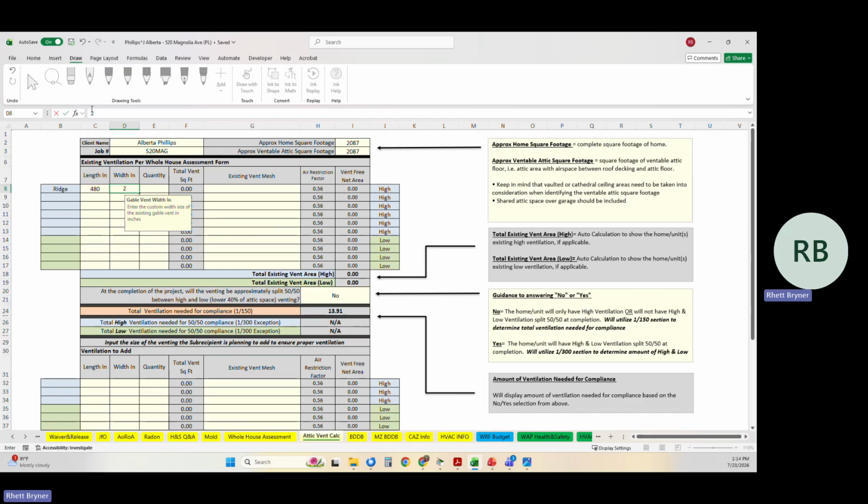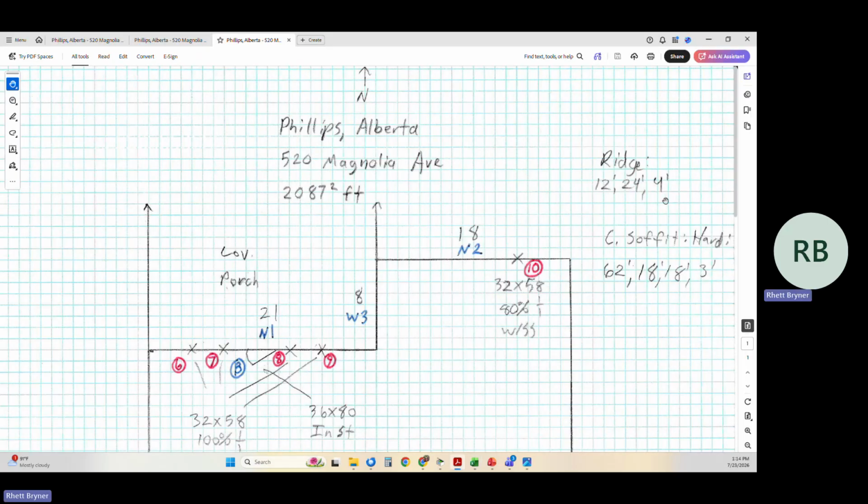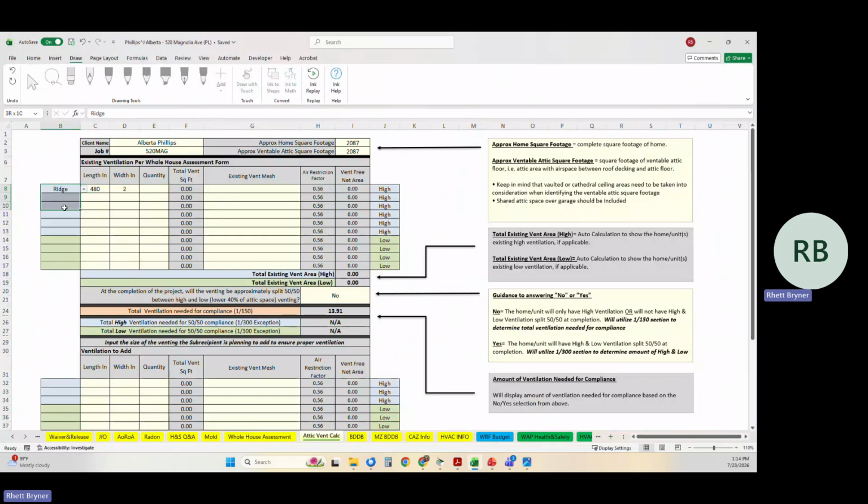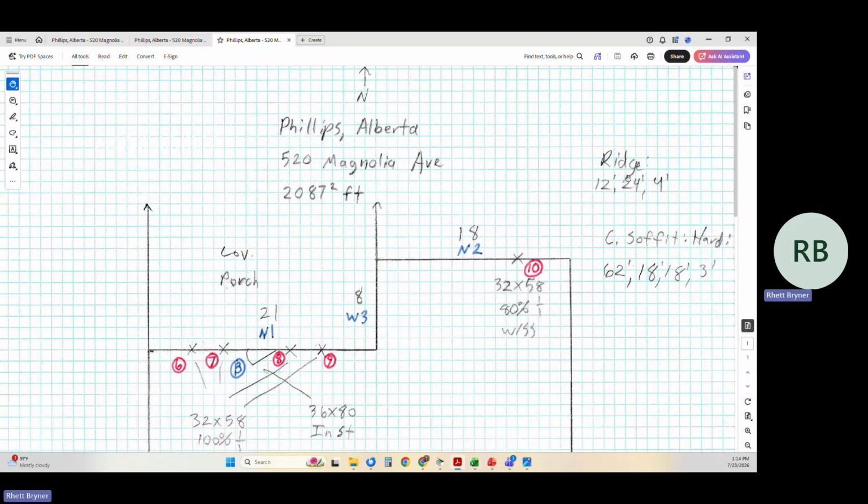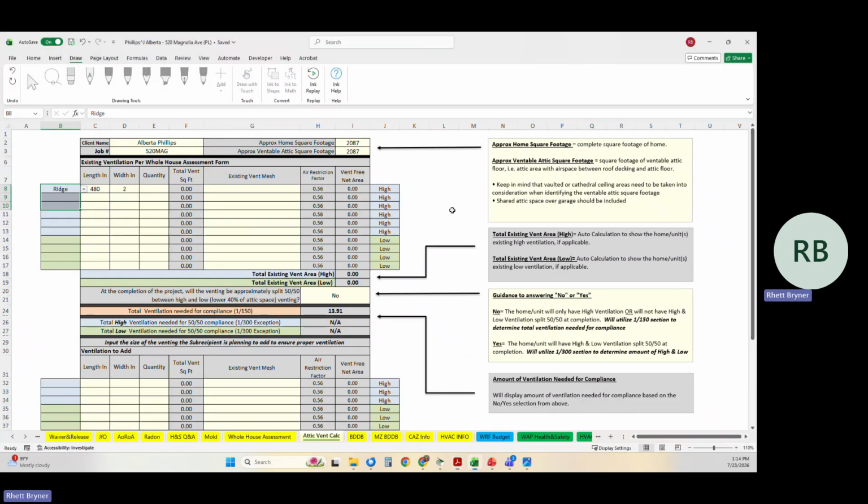All right. Next is, if you wanted to, you could do 3 lines that say ridge, and you could do a 12-foot piece, a 24-foot piece, and a 4-foot piece. It's completely up to you, but it gives you the same effect if you just add them all up together. If you do add them together, you just have one.